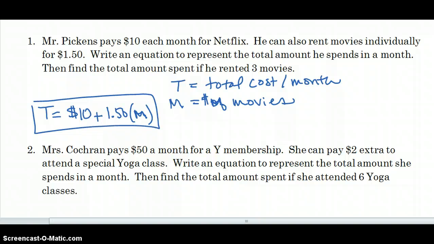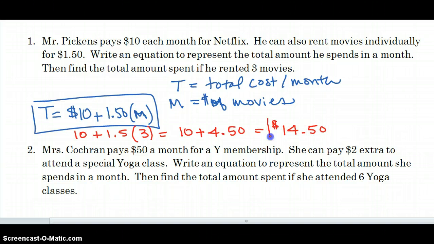So now I'm going to change my color, and I'm going to say 10 plus $1.50, and in place of M I'm going to plug in 3 because that's how many movies he rented, and that's going to give me 10 plus $4.50, and so $14.50 is his total cost. And notice I went horizontally instead of vertically, and that was just because of space.